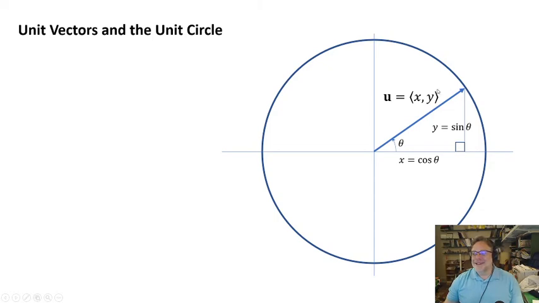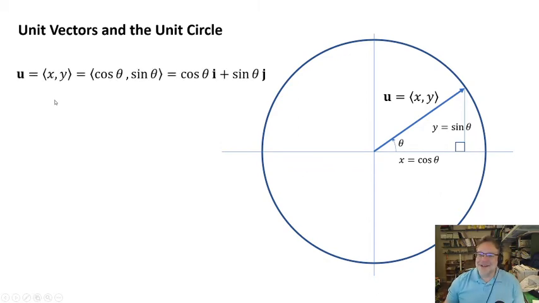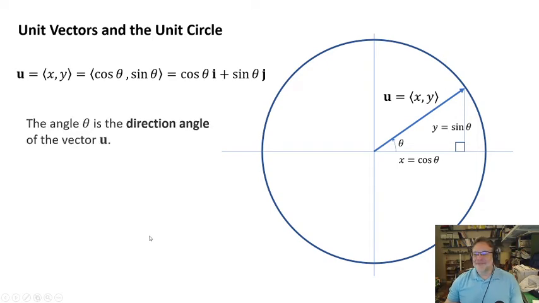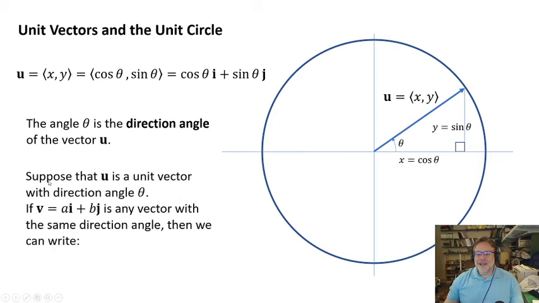So take a look at these two components. What are they? They're cosine theta and sine theta. Now we have our connection to trigonometry here. As we describe this unit vector, x and y, on the trigonometric unit circle, this is cosine theta, sine theta, or in terms of i and j, that's cosine theta i plus sine theta j. And so the angle theta is the direction angle of the vector u, and let's say that u is a unit vector, which it is, with direction angle theta.